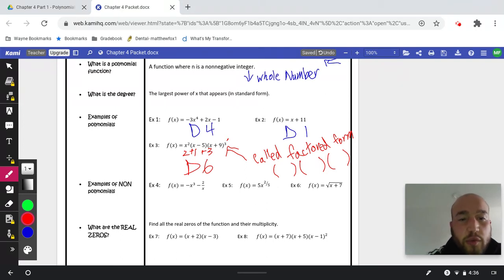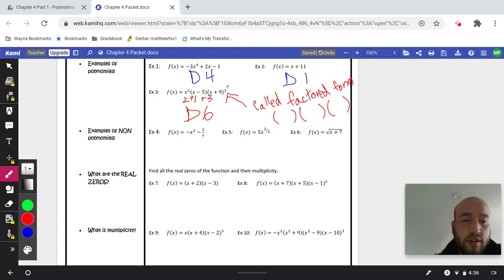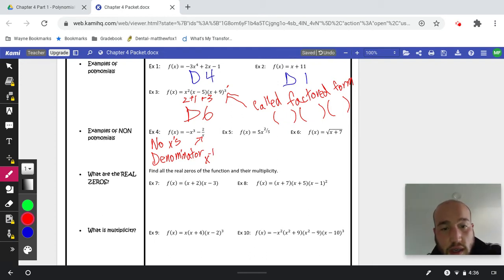So all 3 of these are examples of polynomials. Once again, they have whole number, non-negative exponents. Sometimes, just because something has an exponent doesn't mean it's going to be a polynomial. If we look at example 4, no x's can be in the denominator. Hopefully you remember, but if not, if that x is in the denominator, that's the same as x to the negative first, and we cannot have a negative exponent value.